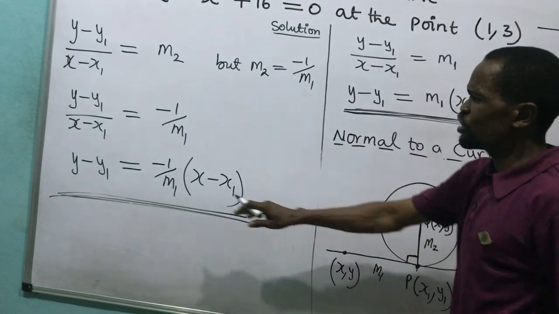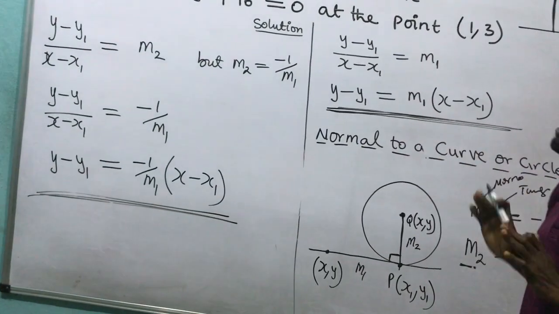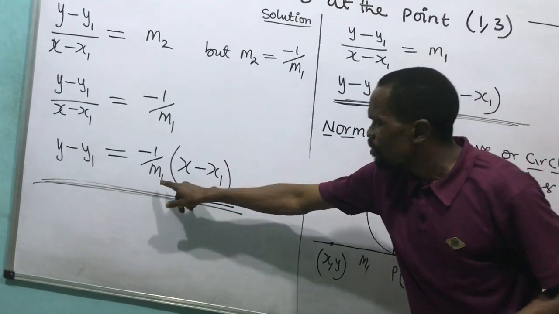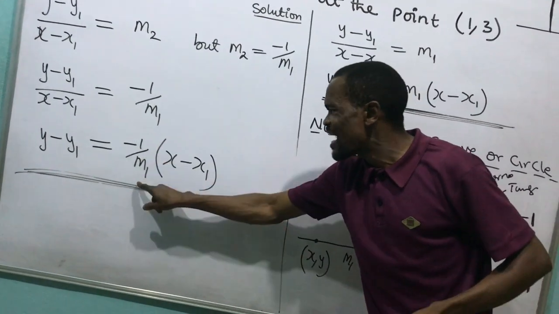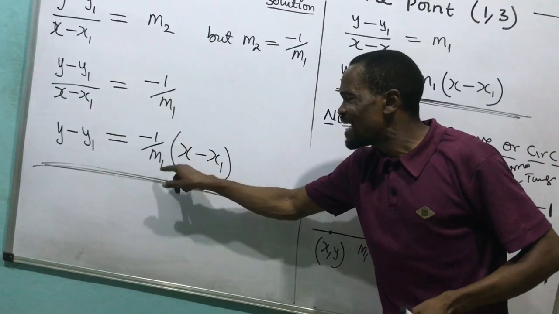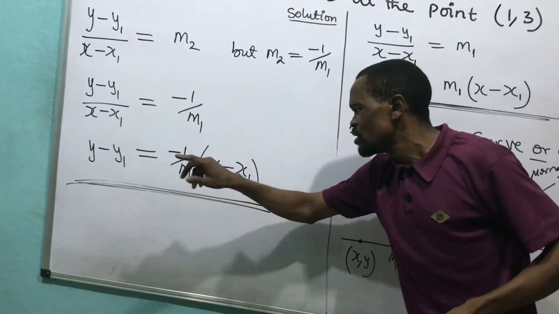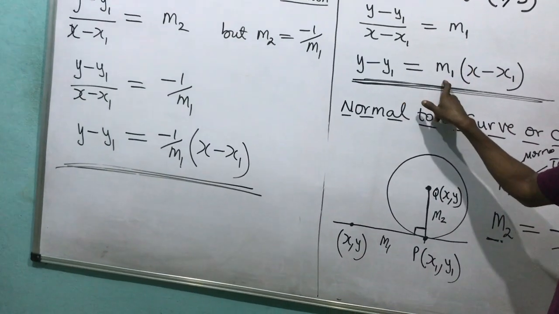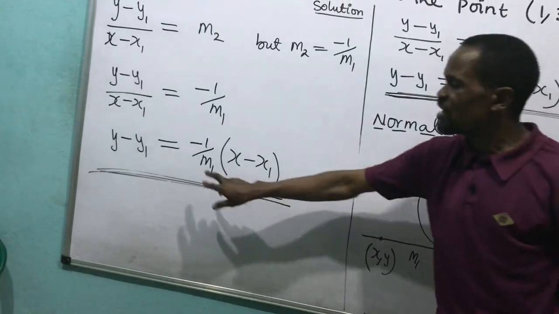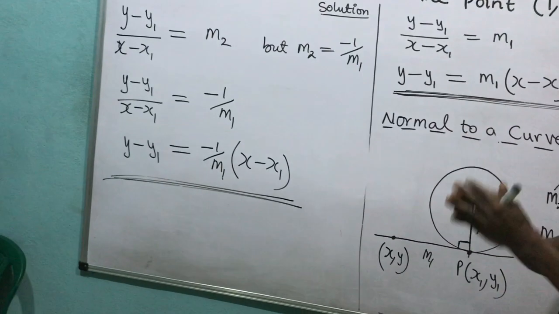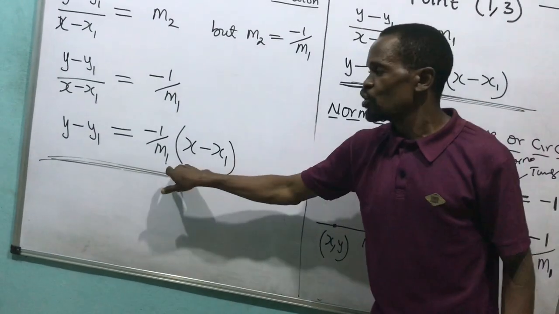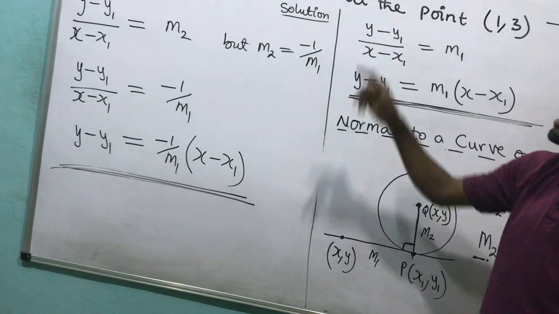You see that the equation of the normal and the equation of the tangent are the same. But the difference here is that the equation of the normal applies the negative inverse of the slope of the tangent. If I get the slope of the tangent, the negative inverse of it will give me the slope of the normal, and I get the same thing. Look at this, the equation of the tangent and the equation of the normal.